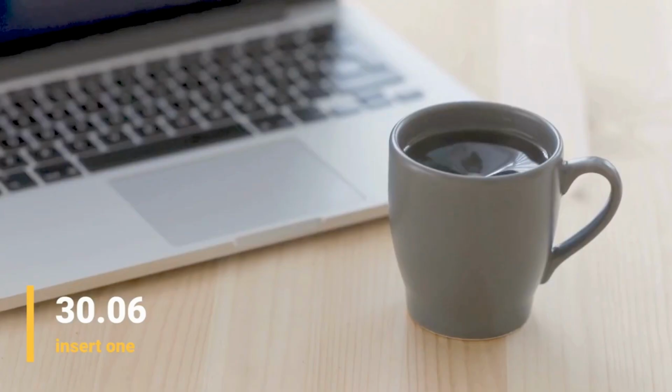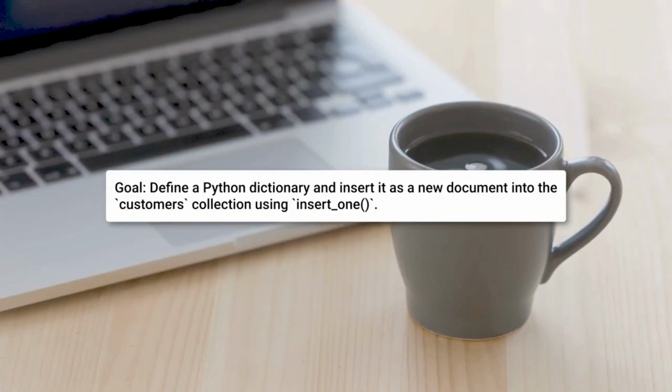Welcome back. Having set up the pymongo connection hierarchy, we can now perform our first CRUD operation, create, specifically inserting a single document using the insert_one method. This is where we see the Python dictionary truly shine as a MongoDB document.